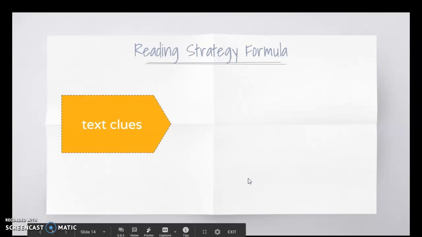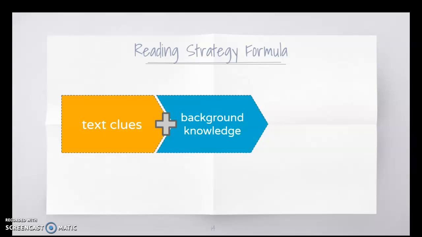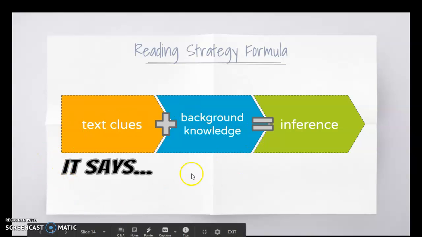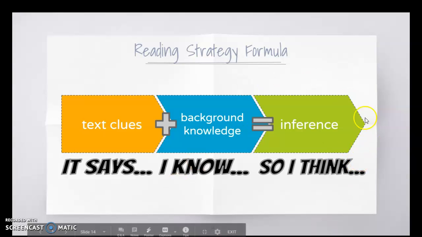Again, this is the reading strategy: taking your text clues and my background knowledge, and this leads me to an inference. For those who want to put it in sentence frames, think: it says, I know, so I think. "So I think" is really your inference. And you can work backwards. You're like, so I think this, Miss Nickley. This is my background knowledge, and this is what it says in the text, and this is what led me here.